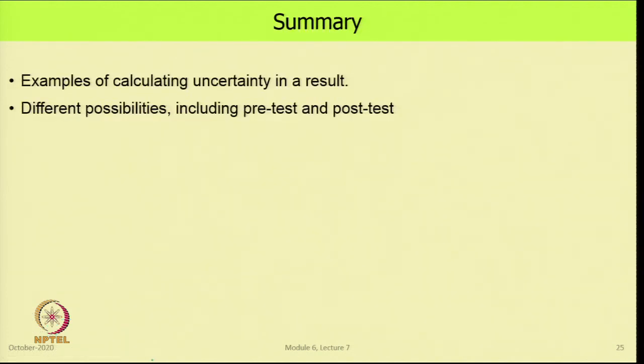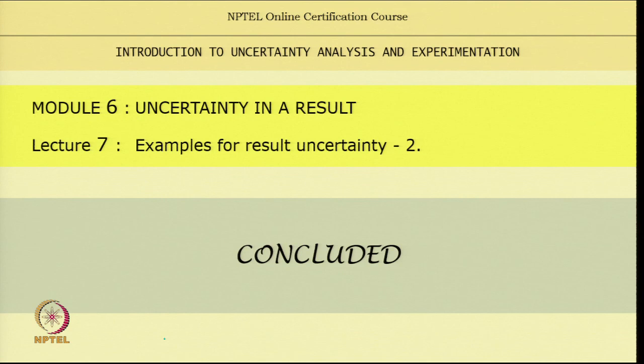With those examples, we will conclude. We have seen some examples of calculating uncertainty in the result. We saw that there are different ways in which the problem can be posed, and in some cases it is a pre-test analysis and then there is the post-test analysis. With that, we conclude this lecture.